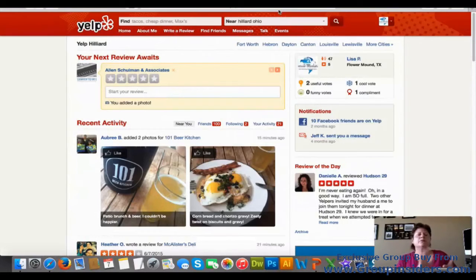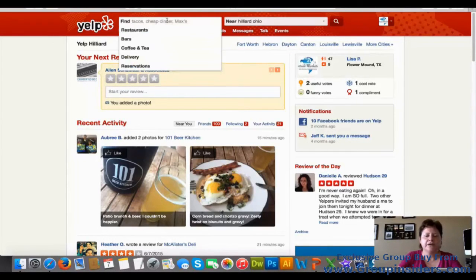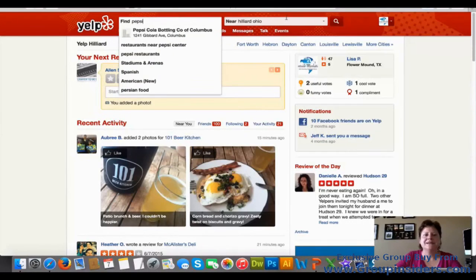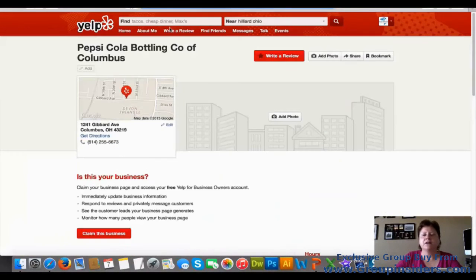Okay, now when we're talking about citation sites, we're talking about places like Yelp, Insider Pages, Merchant Circle. There are thousands of these, thousands. And when you did your initial search in your web search, you would have found many of these. So what you want to now do is go look at the profiles. So for example, I'm going to go ahead and just type Pepsi. Again, there's the Pepsi Bottling Company of Columbus.